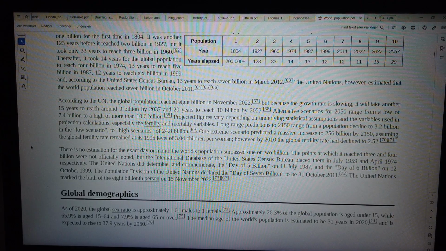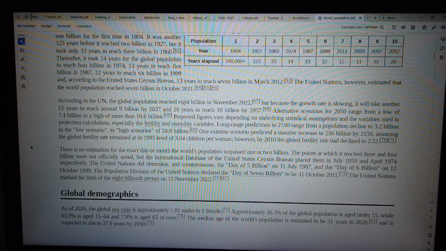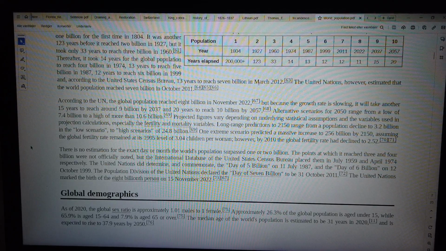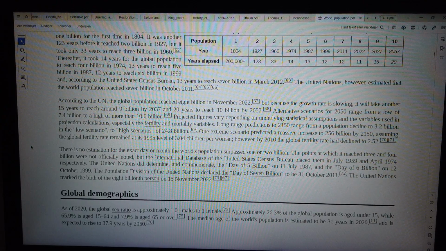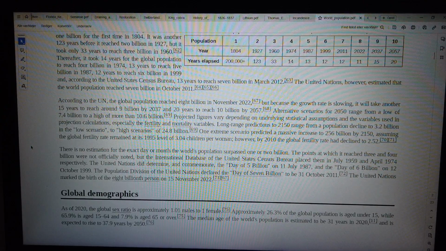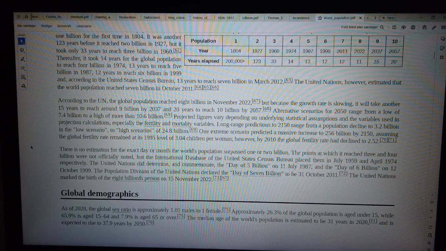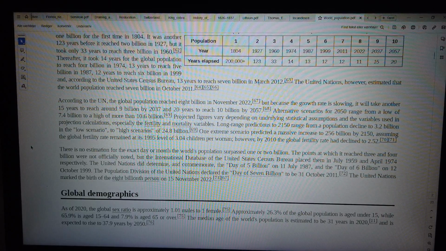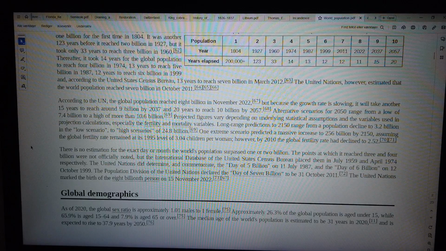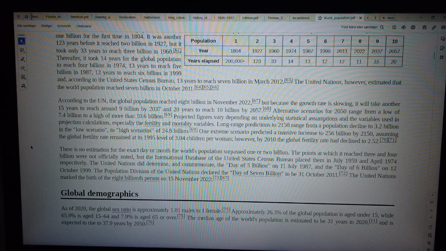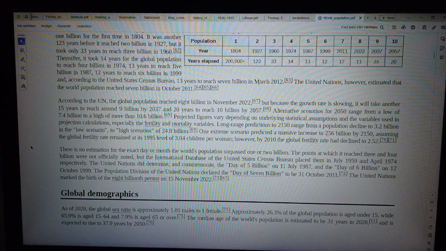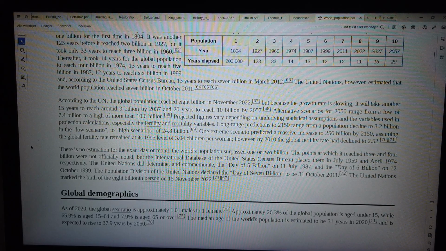67. Global demographics. As of 2020, the global sex ratio is approximately 1.01 males to 1 female. Approximately 26.3% of the global population is aged under 15, while 65.9% is aged 15-64 and 7.9% is aged 65 or over. The median age of the world's population is estimated to be 31 years in 2020, and is expected to rise to 37.9 years by 2050.